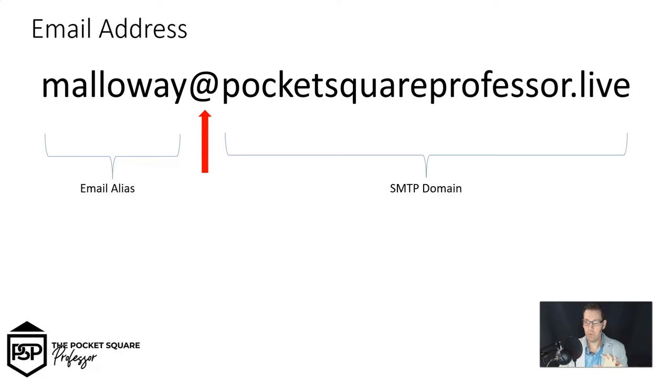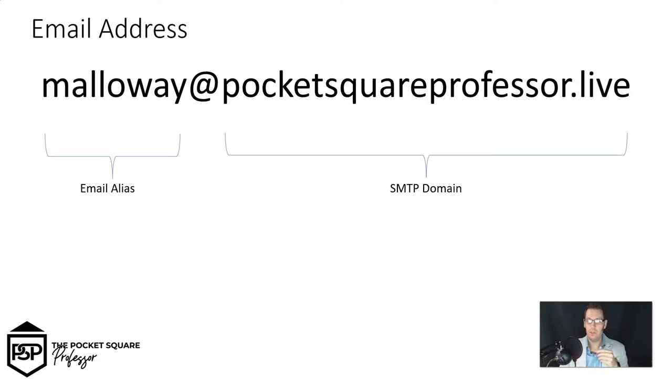And if you see here, we have an email alias. And this email alias is essentially going to be that person. This is a unique attribute. Only one mAlloway at pocketsquareprofessor.live can exist in the world. If we have two, we could get very confused, or make our email servers very confused, but in theory, we could deliver to two mailboxes at the same time. That is where we have something called a distribution list. We'll get into that when we talk about the mail routing.